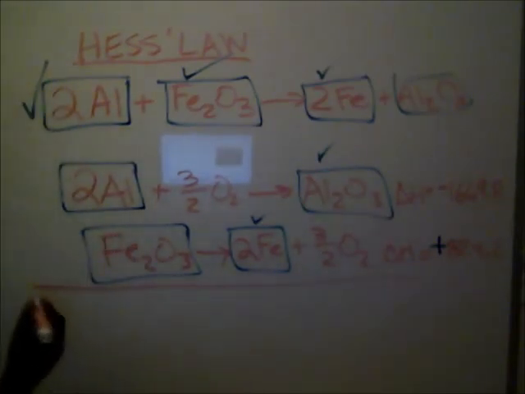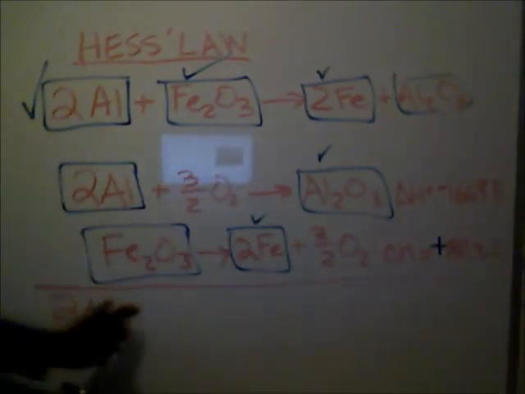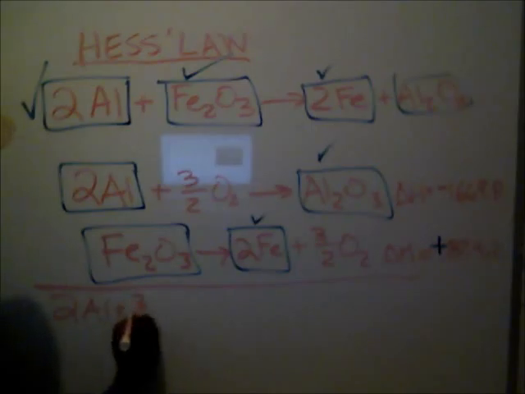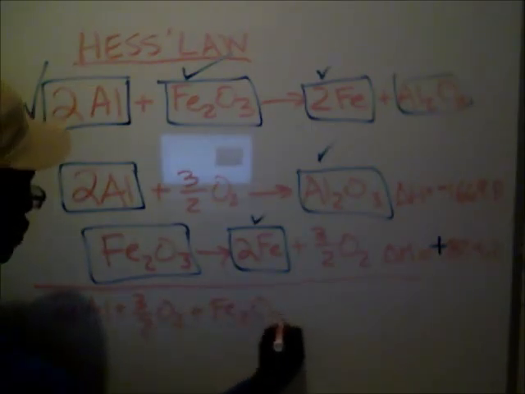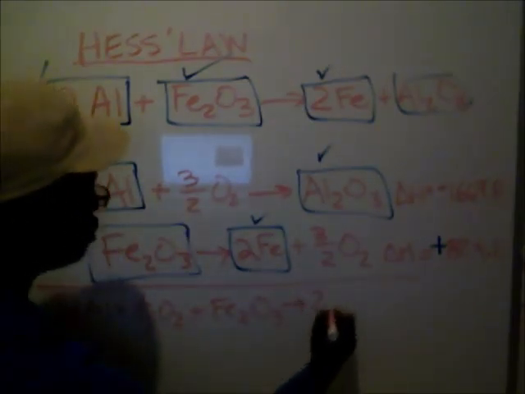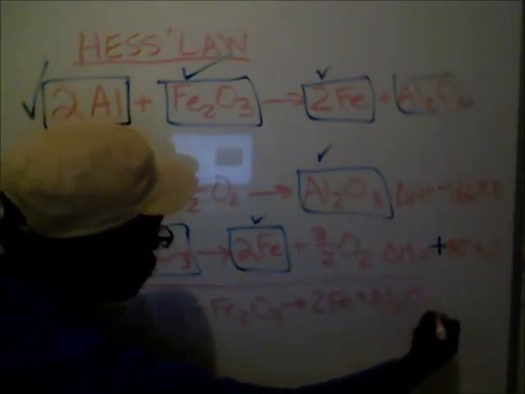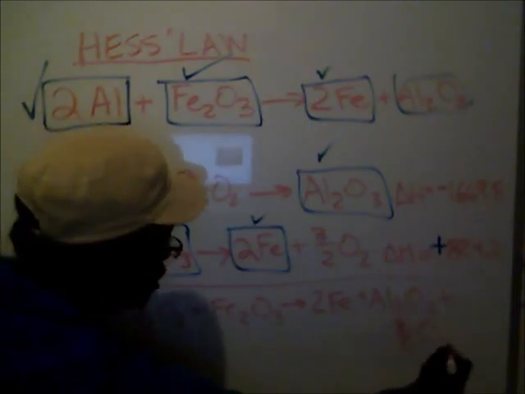So I'm going to add them together. So we have 2 aluminum. Anything that's on the left of the arrow, I'm going to put on the left of the arrow here. So we have 2 aluminums, 3 halves oxygen, Fe2O3 goes to, so that was everything on the left, goes to 2 Fe plus Al2O3 plus, I'll dump it down here, 3 halves oxygen.